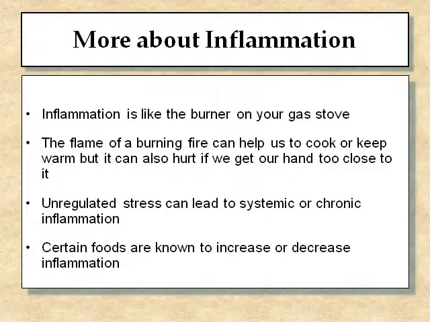Unregulated stress can lead to systemic or chronic inflammation, as can certain autoimmune difficulties. And certain foods are known to increase or decrease inflammation. There is information about this in your references. Dr. Mark Schoen has done quite a bit of research on inflammation, and his information is available in your resources and references.